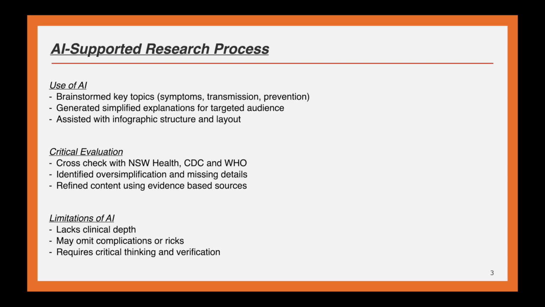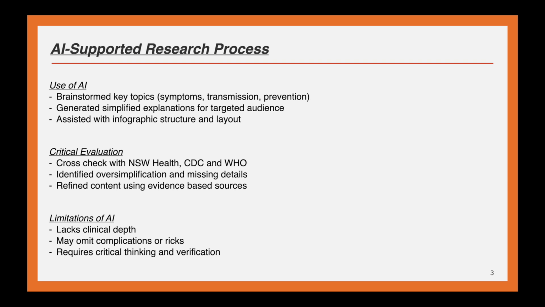These sources confirmed that pertussis typically presents with cold-like symptoms initially, before progressing to severe and prolonged coughing fits, and that transmission occurs via respiratory droplets in close contact environments such as schools. During this process, it became evident that AI outputs were often oversimplified and did not fully emphasize the severity of complications in vulnerable populations such as infants.